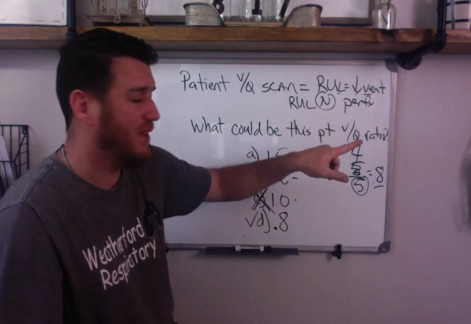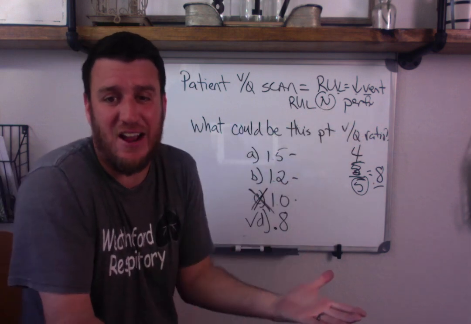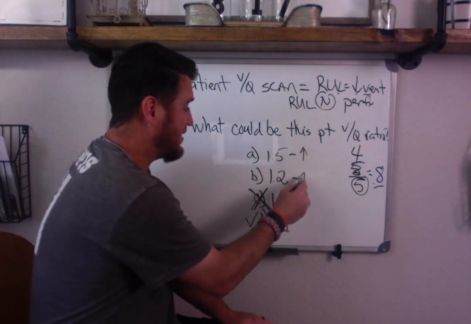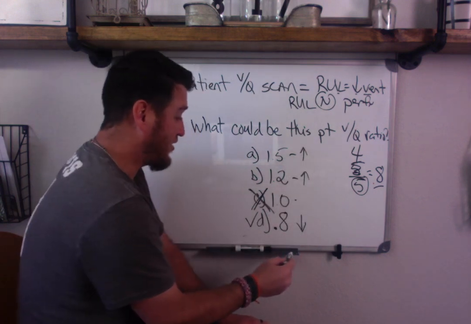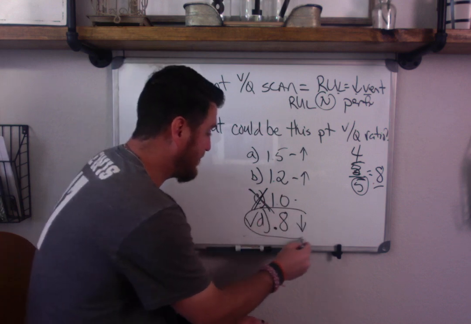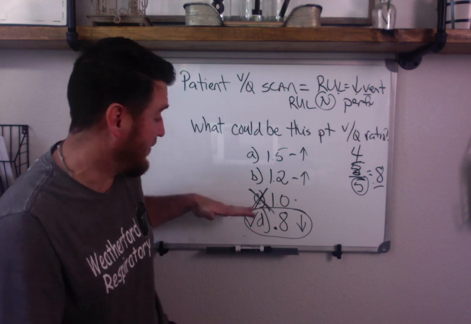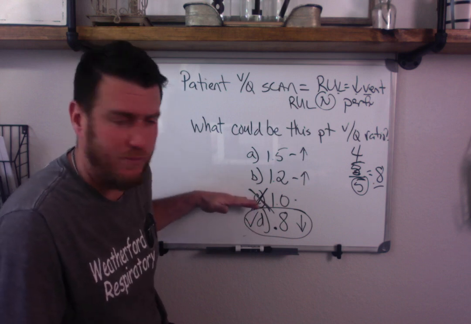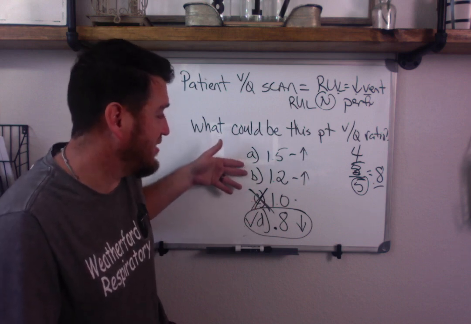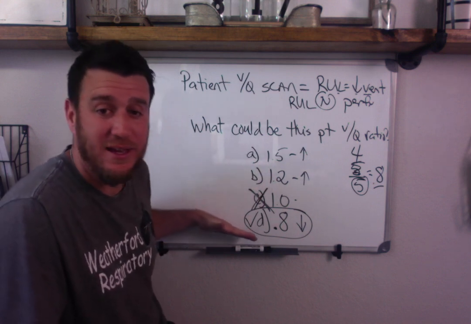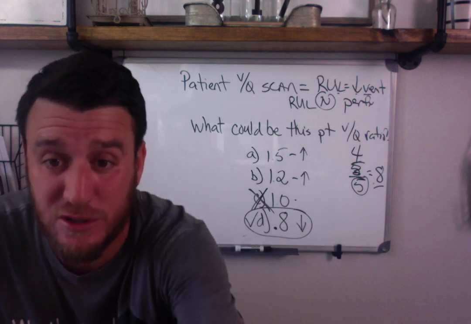shows normal perfusion, you don't have numbers to calculate anything by. Both of these are increased. This is decreased. This has to be the answer because this is the oddball. You have a normal option. It's not normal. How do you choose between these two? You can't. So it has to be the 0.8, and that was the correct answer.